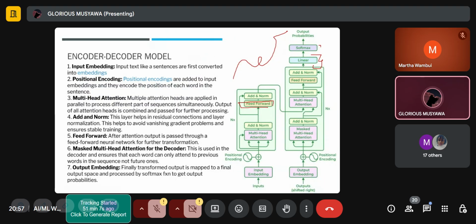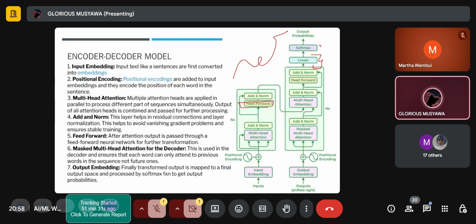Input embeddings. We talked about embeddings. We said that we have a text. Then we need to convert that text into tokens. Then we need to convert those tokens into vectors. And then we need to assign maybe weights to those vectors, because it's going to help the machine understand the relationship between those tokens.